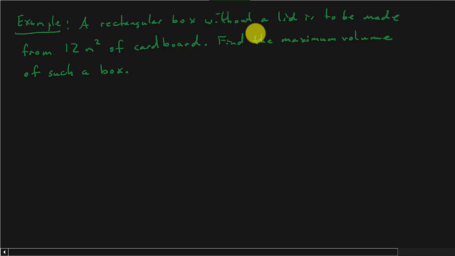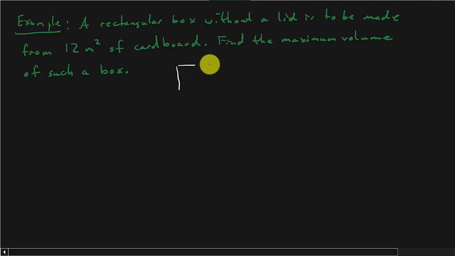This is an example that we worked in the last video when we did maximum and minimum values. Well, we're going to rework this problem, and we're going to use Lagrange multipliers to do it. So it says a rectangular box without a lid is to be made from 12 square meters of cardboard. Find the maximum volume of such a box.